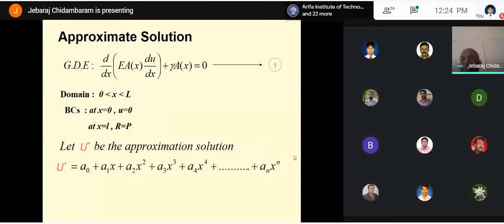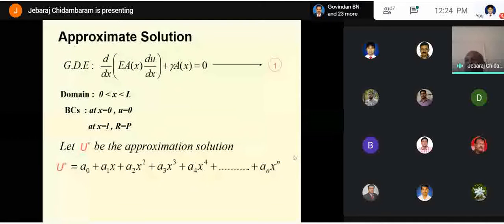Mathematics people, the very favorite words of a math teacher: let us assume. Let the approximate solution be u star. Because if you look at the governing equation, its solution is u. You don't know the u, and you accepted an approximate solution. So you gave a name for the approximate solution.